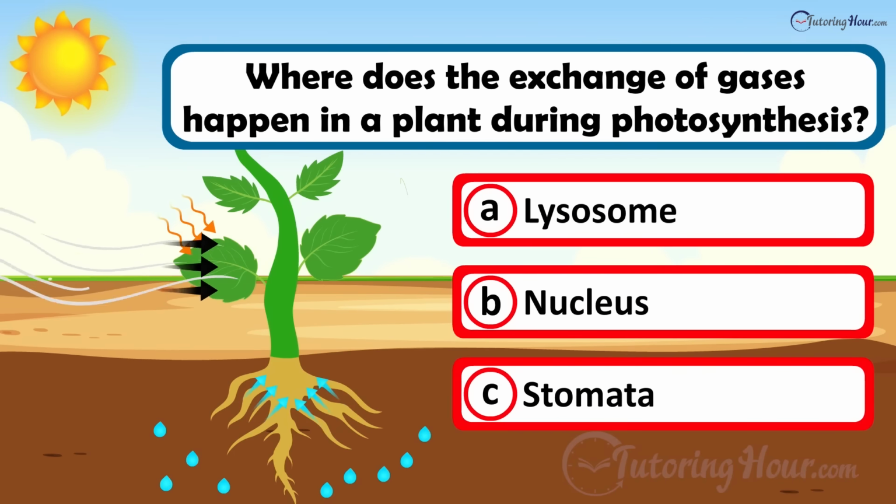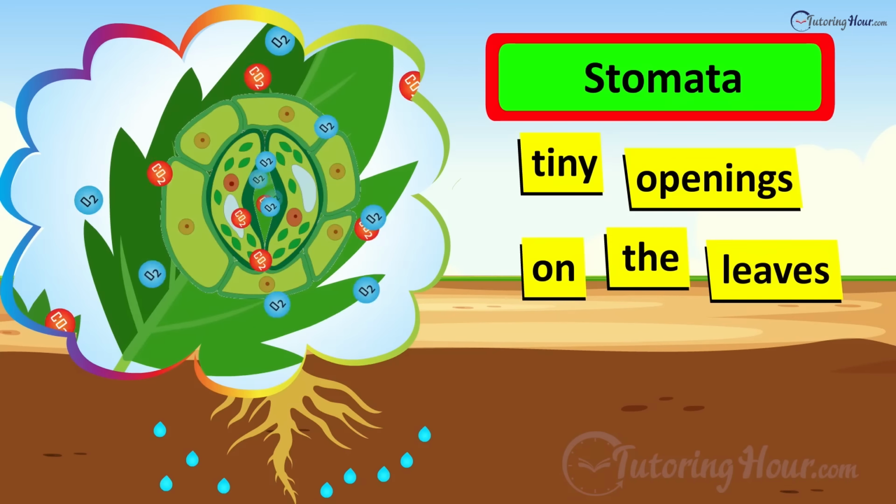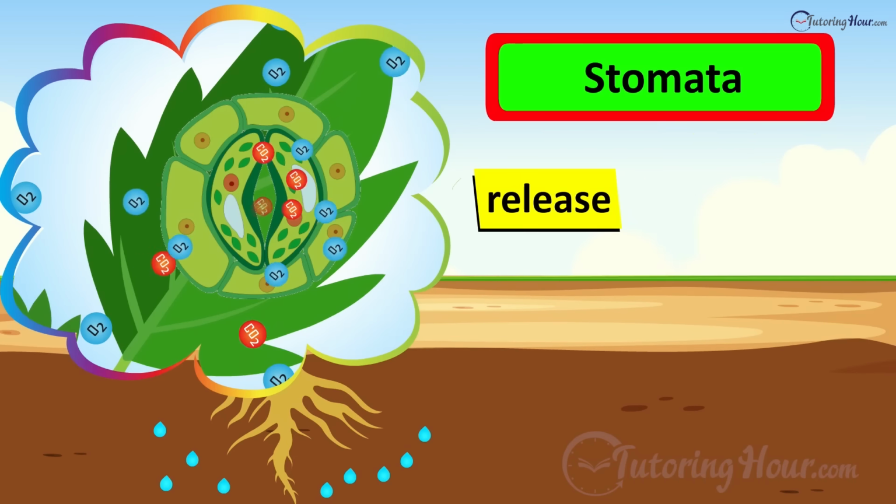The correct answer is stomata. Stomata are tiny openings on the leaves that allow for the exchange of gases, including the intake of carbon dioxide and the release of oxygen.